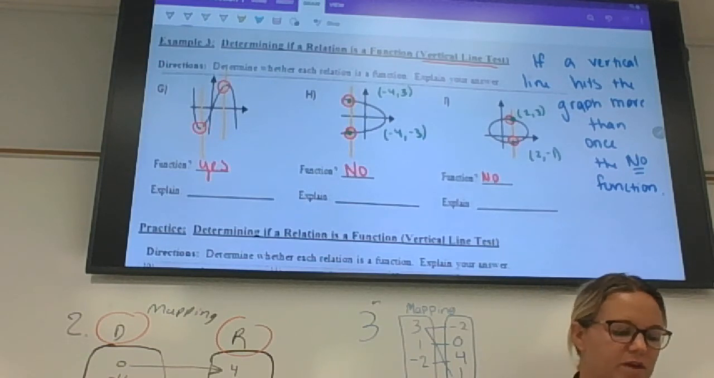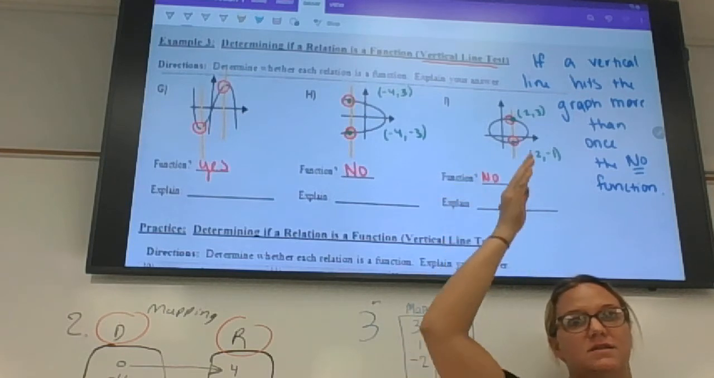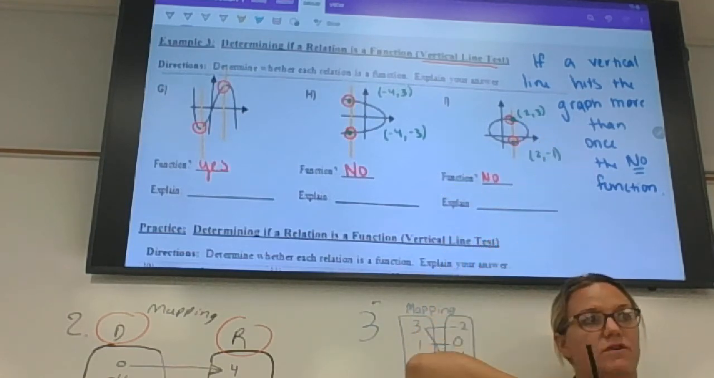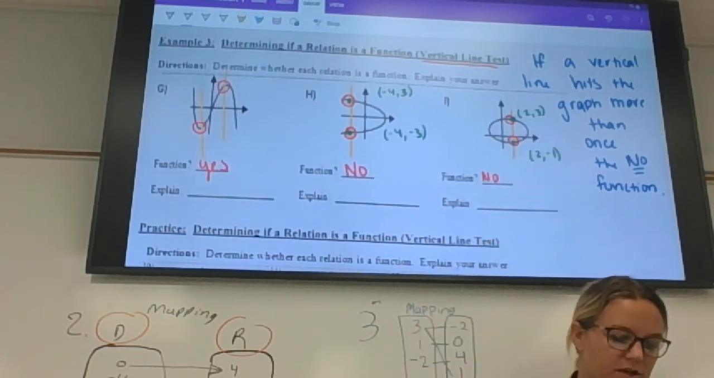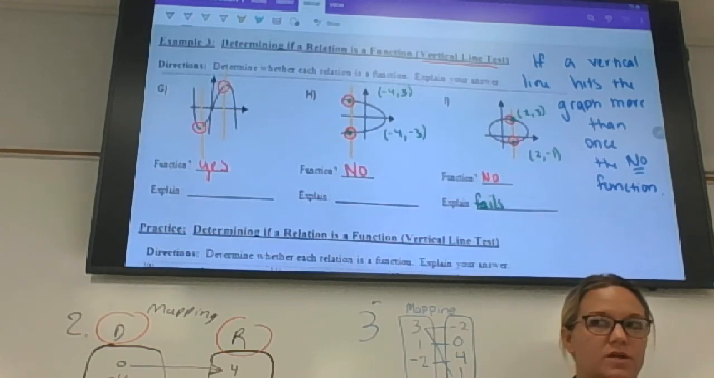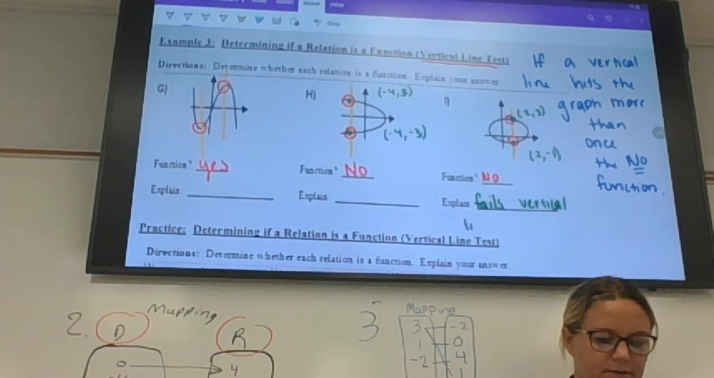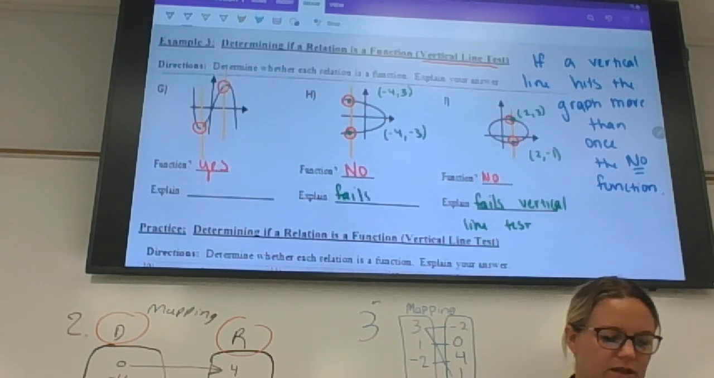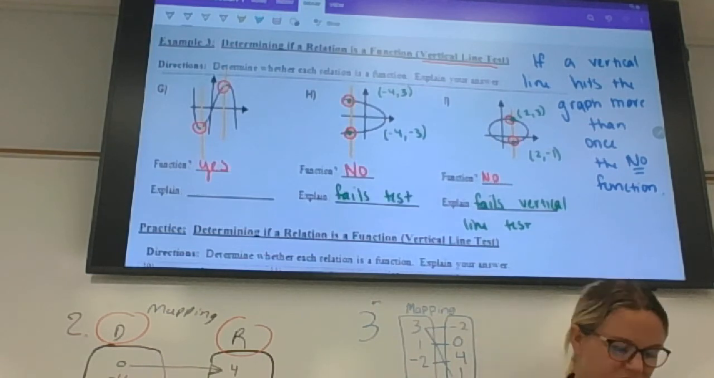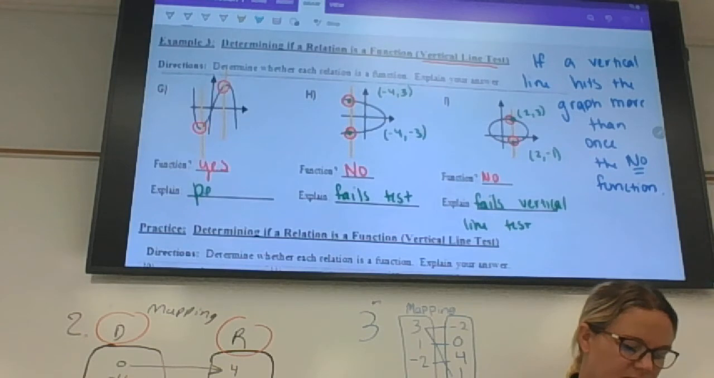2, -1. Again, it's the same x because they're stacked on top of each other vertically. And so that's not a function. A good explanation here that I will accept is just "fails vertical line test." Let's just say fails. I like that. Yes, passes vertical line test.